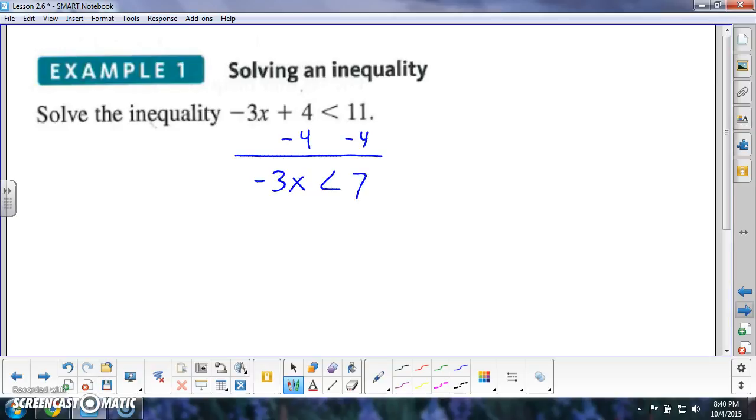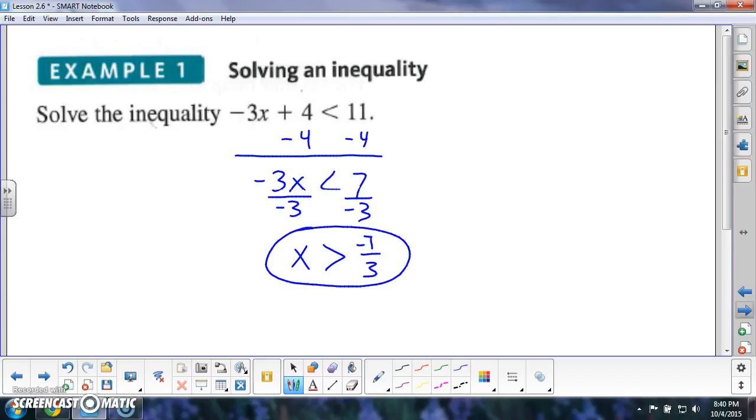Now the next step would be to divide by a -3. Do you guys remember from Algebra 1 that there's a rule with inequalities? Anytime you multiply or divide by a negative, you got to switch your symbol. There we go. So this would be the inequality answer, but you're going to see interval answers in the back of the book. So for this particular problem, you're going to see a -7/3 to infinity, because this would have a number line.